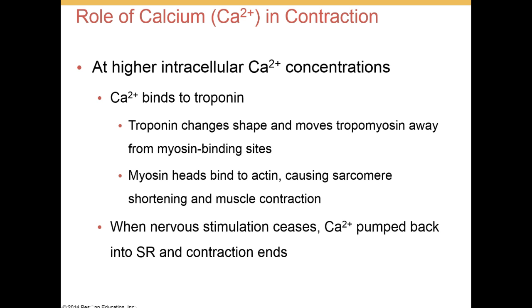Whenever that nervous stimulus ends, when the acetylcholine is broken down by the acetylcholinesterase, then all of this activity ends. The action potential ends. The sarcoplasmic reticulum no longer releases calcium, so the sarcoplasmic reticulum, the SR, begins to pump calcium back into it. Once the intracellular calcium levels drop, then you cover the myosin binding sites again, and you get relaxation.